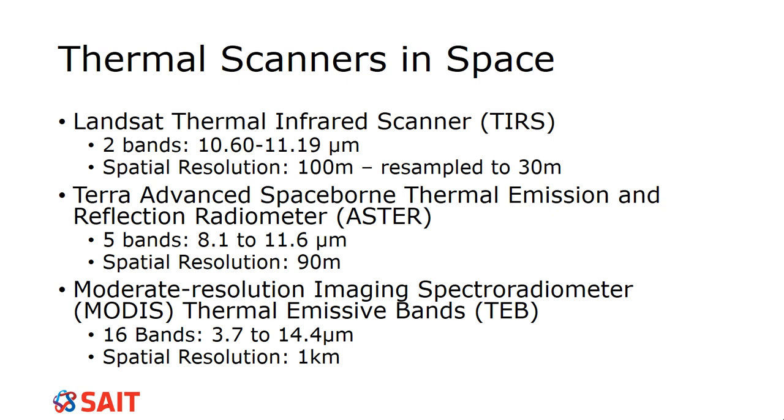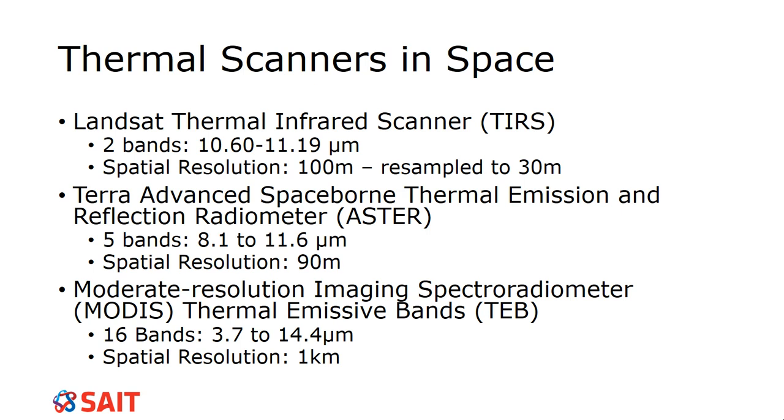The other one that we have is on Terra, which is the satellite, and it's known as the Advanced Spaceborne Thermal Emission and Reflection Radiometer. And that's ASTER. It's a multispectral thermal scanner. It's got 5 thermal bands between 8.1 and 11.6. So if you're looking at any kind of forest fires or anything about heat coming off of cities, you're going to use the ASTER data.